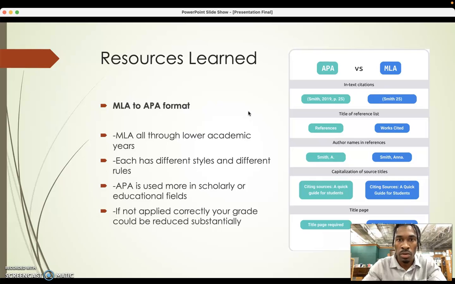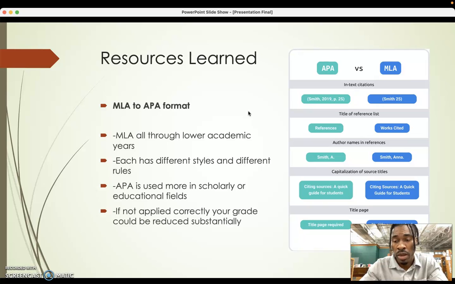All right, so throughout this class, we were exposed to quite a bit of resources. The ones that stuck with me the most, starting off, is going to be the APA format. Throughout my academic years, it's primarily been MLA. At LETU, this was my first exposure to APA format. So each style has different styles. As you can see pointed off to the right, there are a bunch of rules and regulations for each different style. APA is more used in a scholarly or educational field.